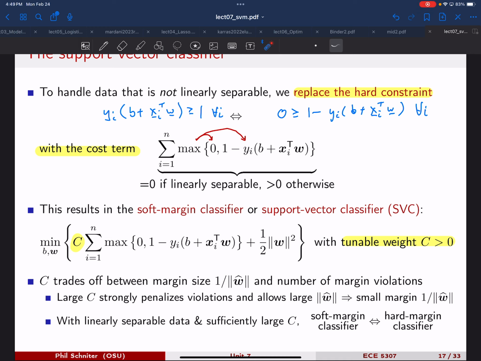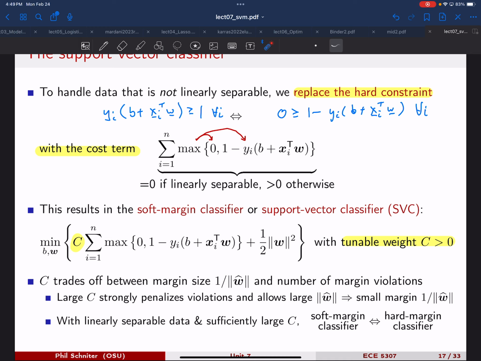Now, if C is small, that means you don't really care as much if this cost is large, meaning you will allow a bunch of violations of this inequality, and you will instead try to make this part small. So remember, what happens if this is small? It means that the inverse of W, or the margin, is large. It means that the street is wide. So by making C small, you'll get a wide street with a lot of points inside the street and maybe on the wrong side of the street.